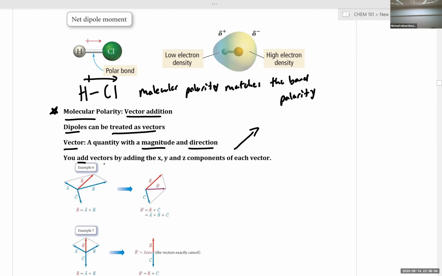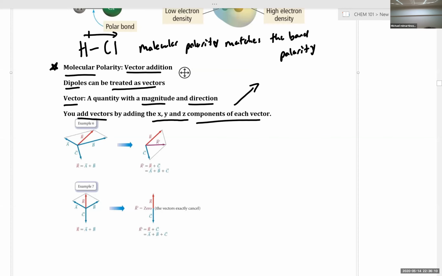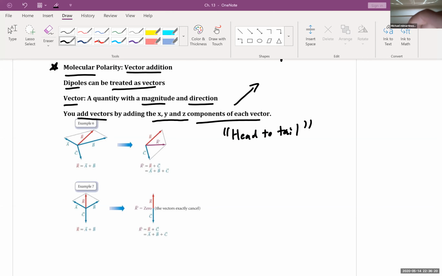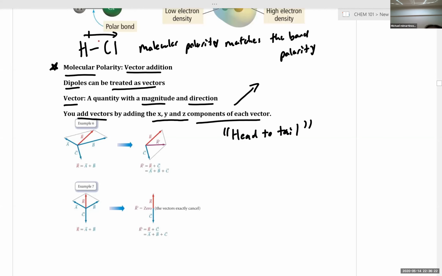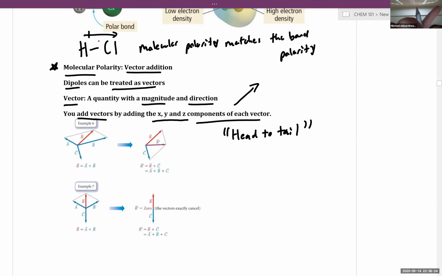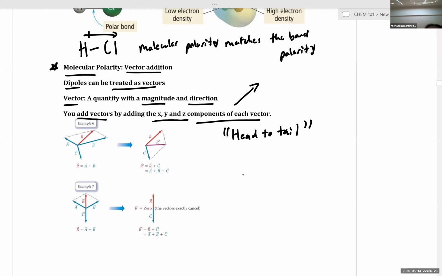You can add vectors by adding the x, y, and z components of each vector. So that's one way of doing it, but if you've taken physics, you know that the head to tail method is wonderful for adding vectors. So let's suppose we have two vectors. And let's look at a realistic example.